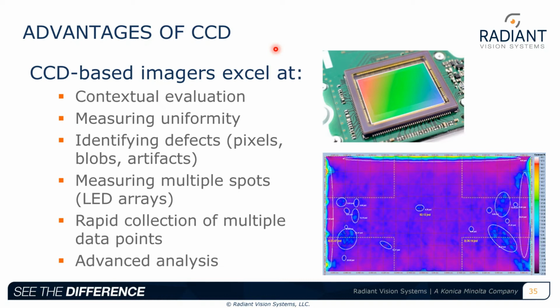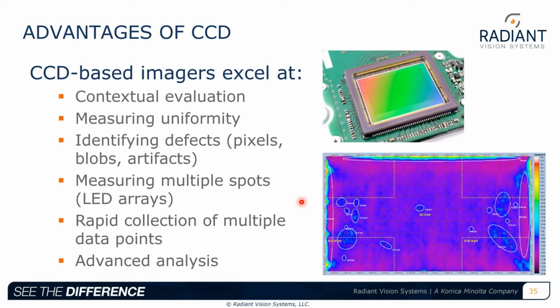But using an imaging system can help you contextualize your information. It also excels at measuring uniformity, so rather than just looking at 9 discrete points, it can find small changes in uniformity. Looking for defects such as pixels, blobs, and other small artifacts is kind of shown over here. This is a false color image, detecting some blobs. Another strength of imaging colorimeters is looking at LED arrays. So let's say you have an array of 200 LEDs and you need to quickly get the luminous intensity and color of all of those LEDs.